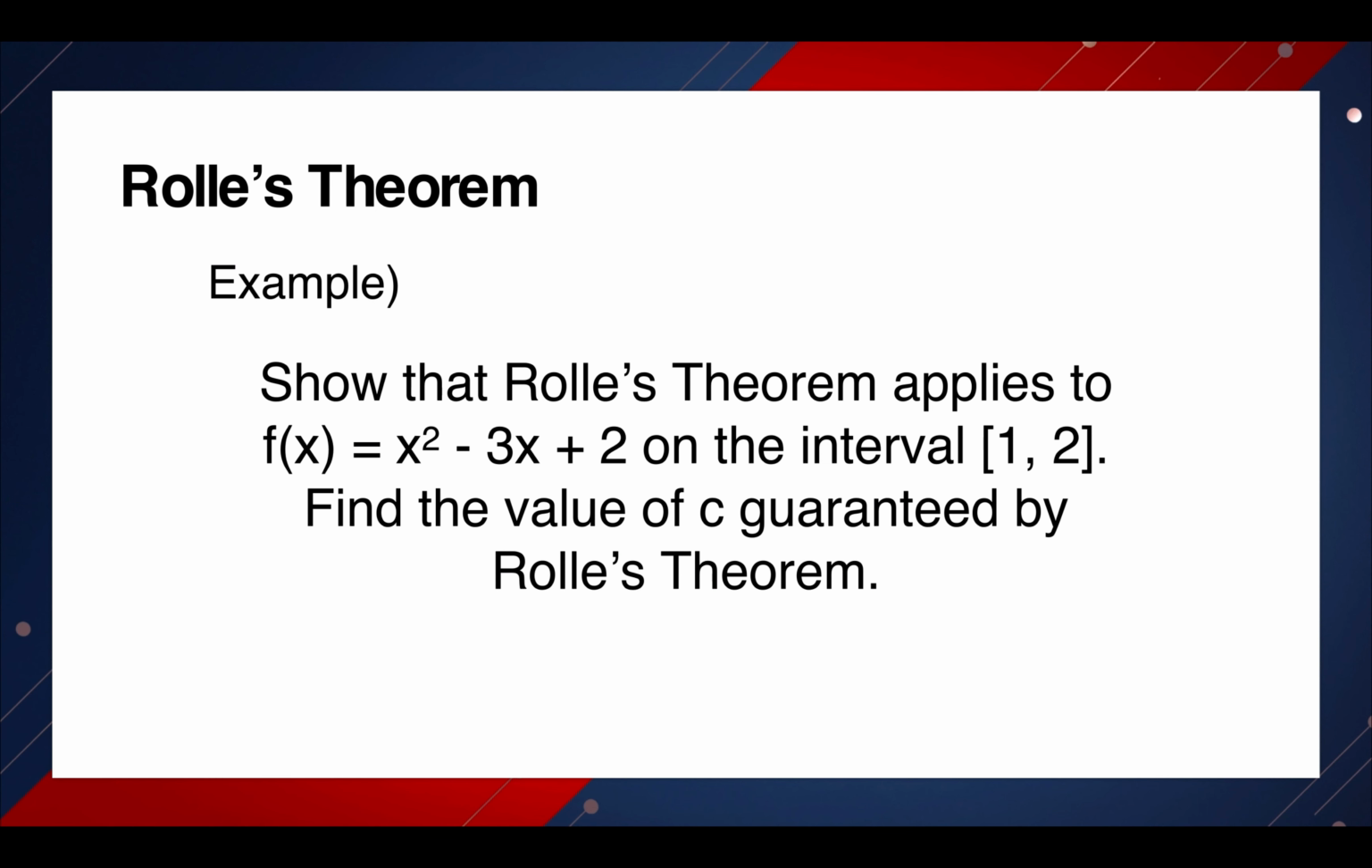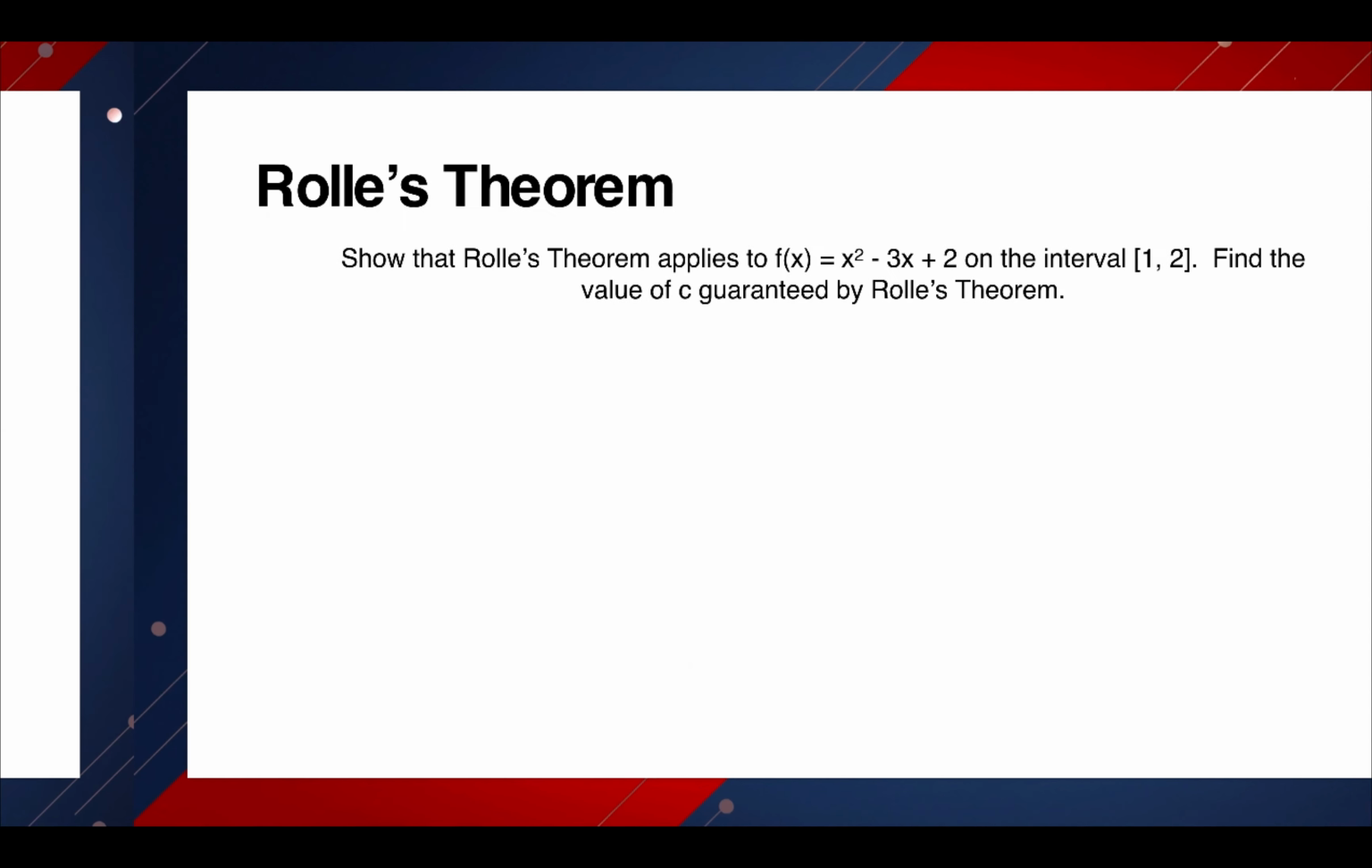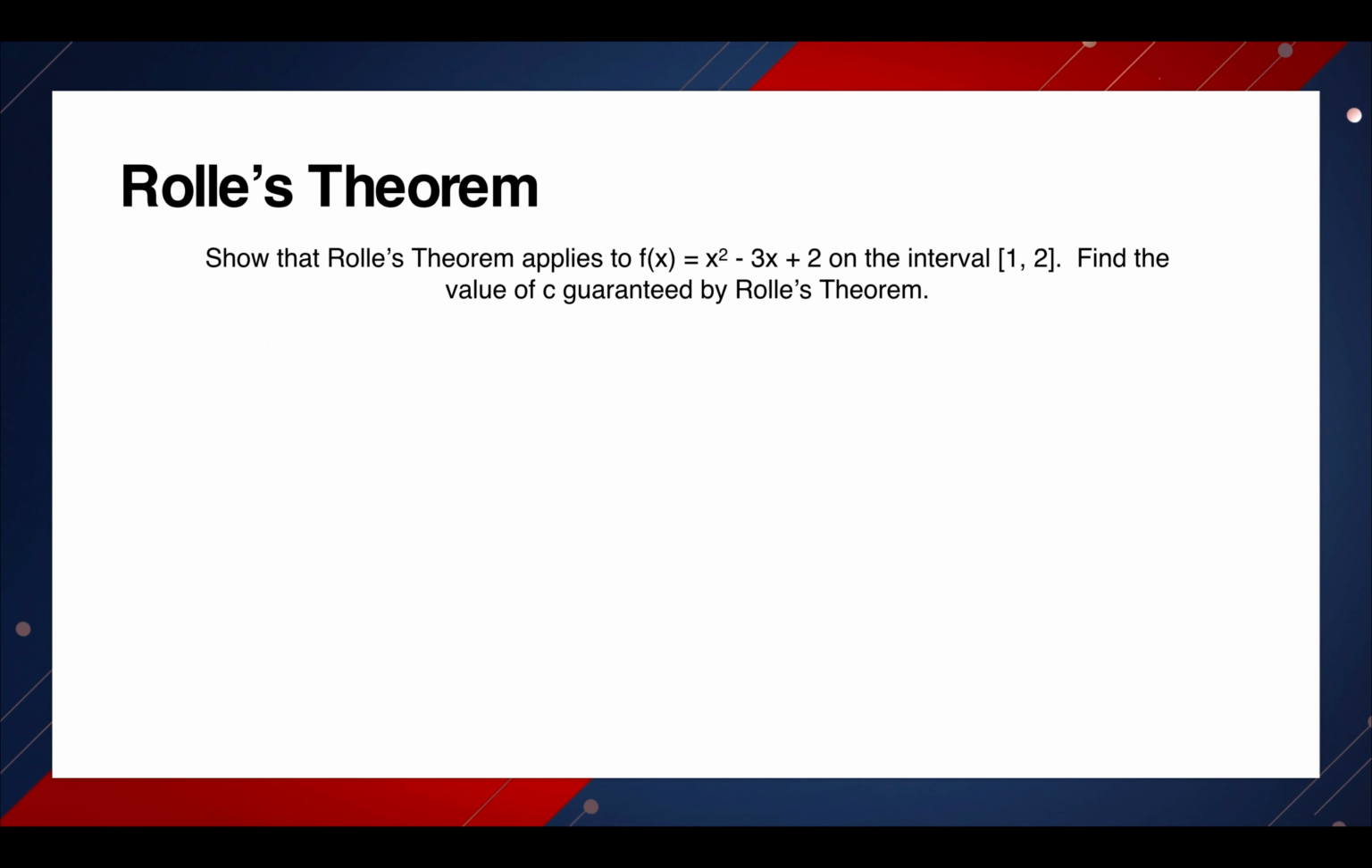f(x) is equal to x squared minus 3x plus 2 on the interval 1 to 2. Find the value of c guaranteed by Rolle's theorem. According to Rolle's theorem, there exists one point whose derivative is equal to 0.